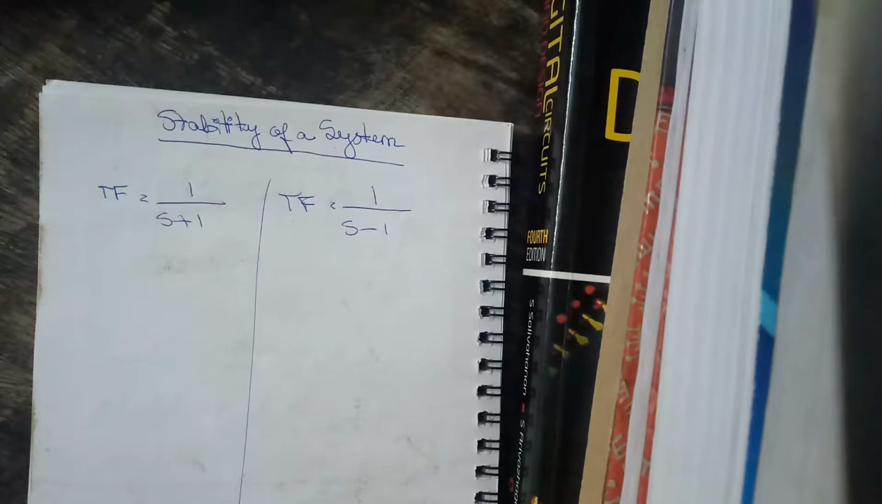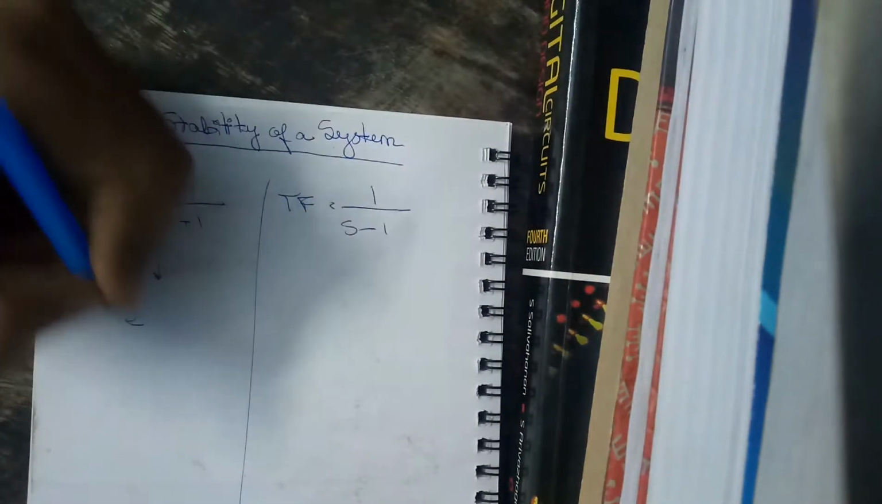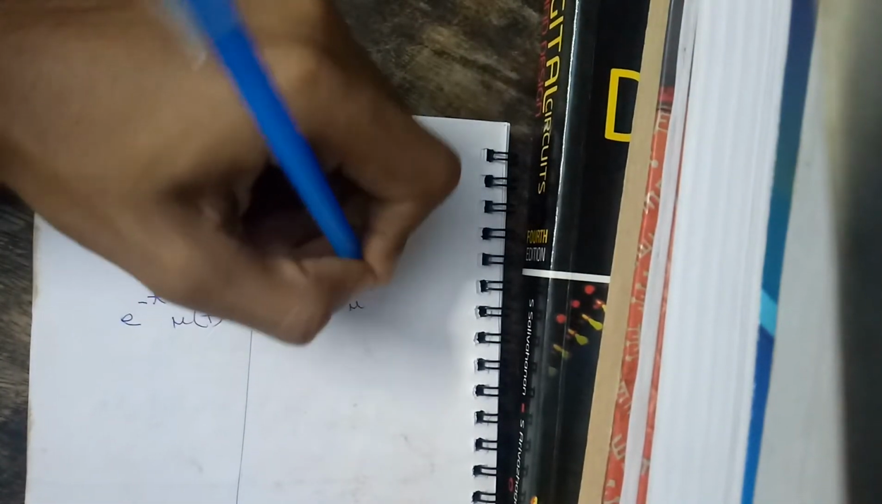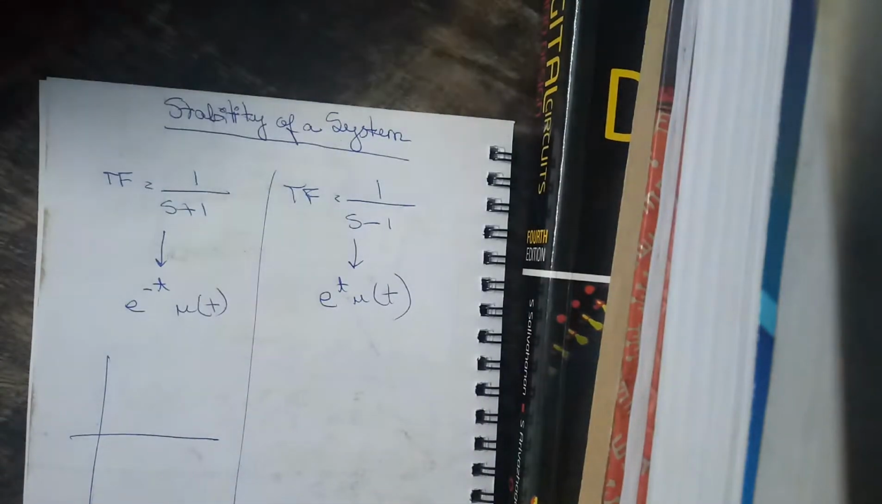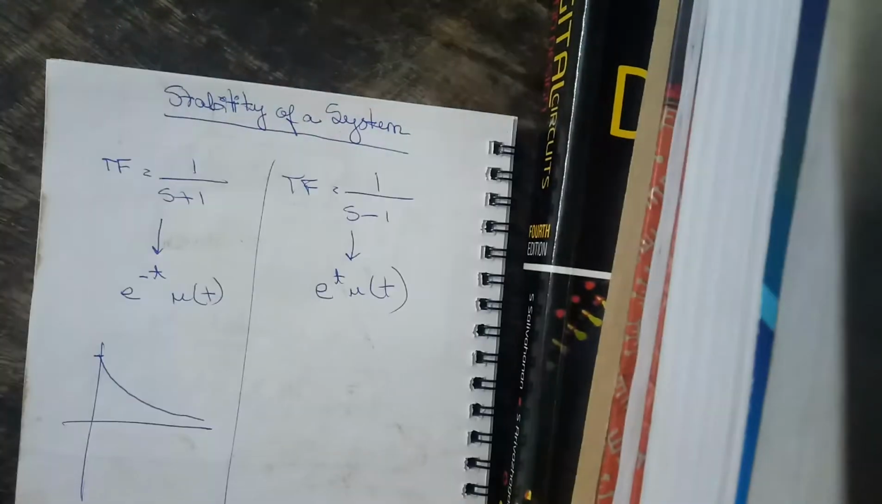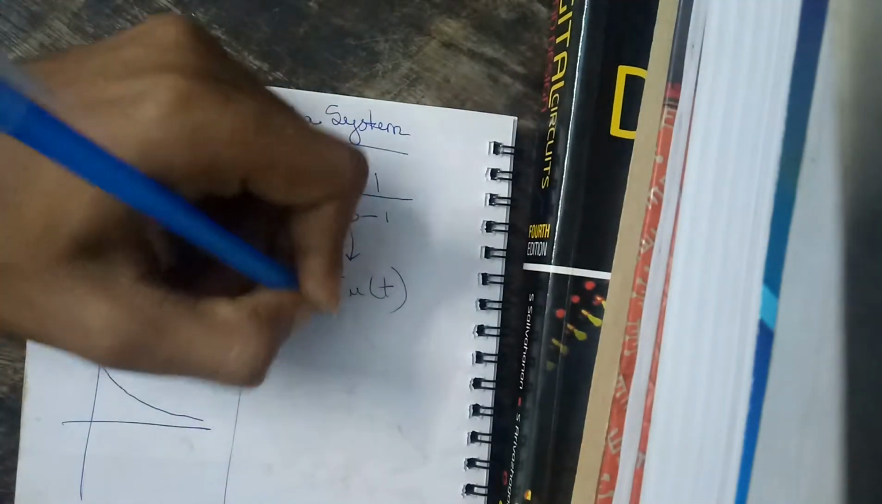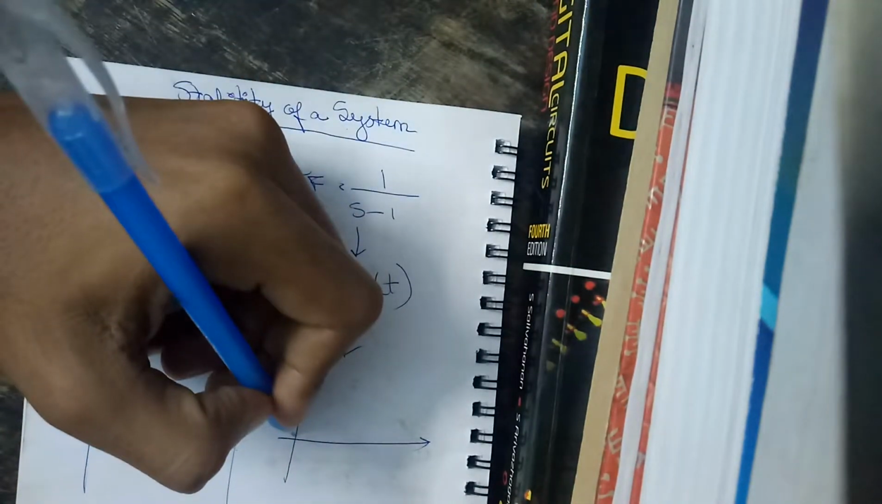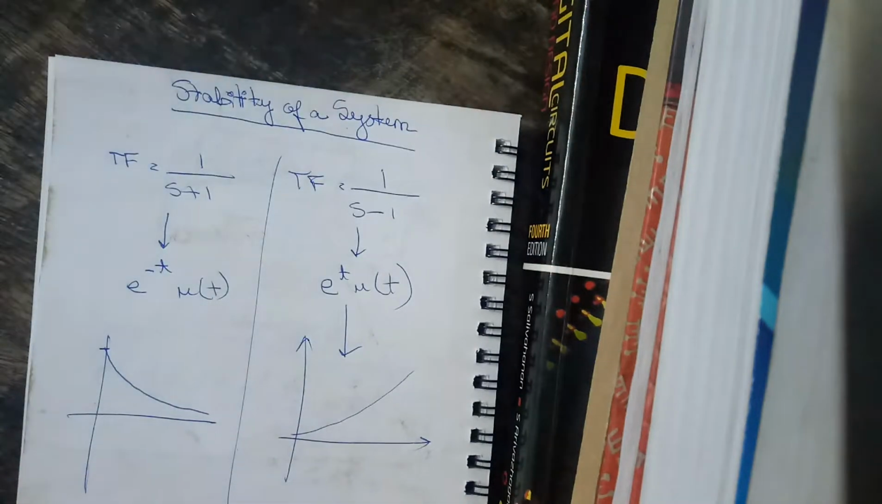We need to find out. If we do a Laplace inverse of this, what do we get? We get e to the power minus t. And if we do a Laplace inverse of the other, we get e to the power t. Let's draw it in the time domain. E to the power minus t gives us something like this, and if we plot the other graph, we get a graph like this, right?